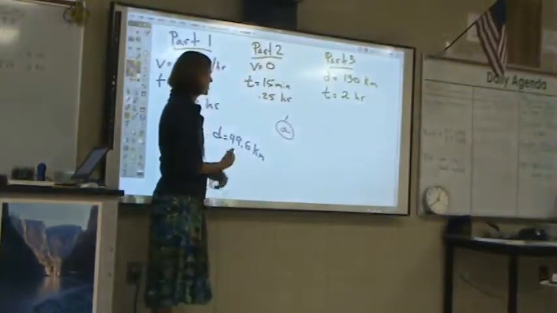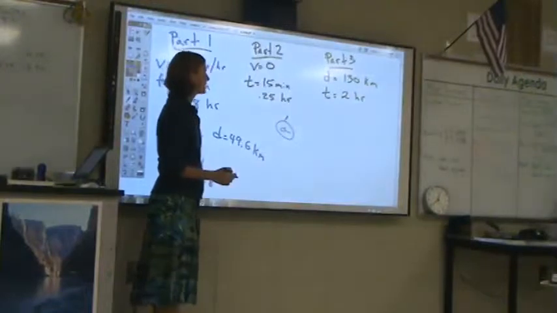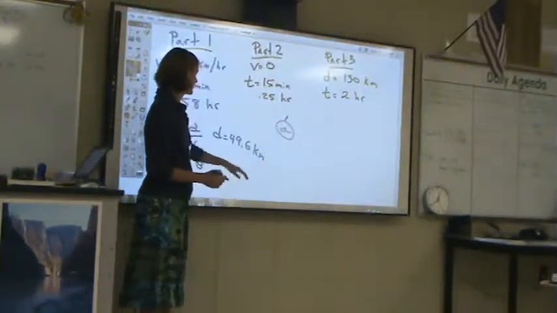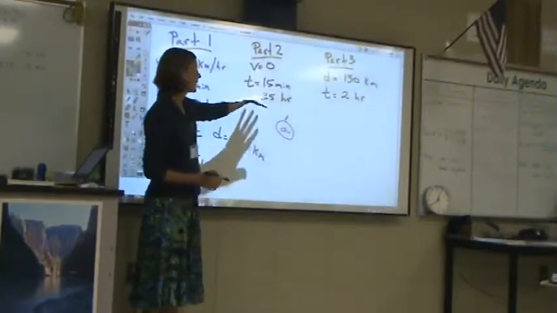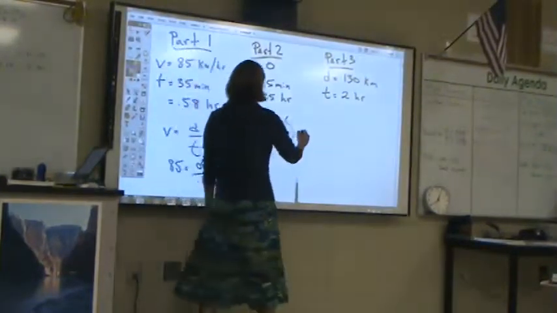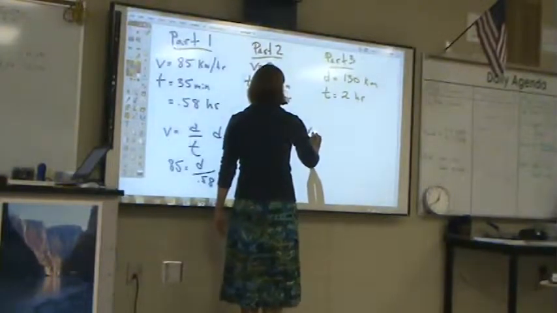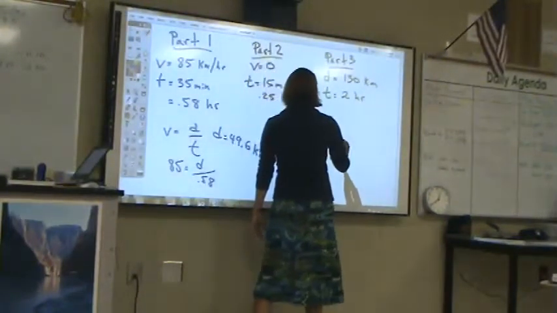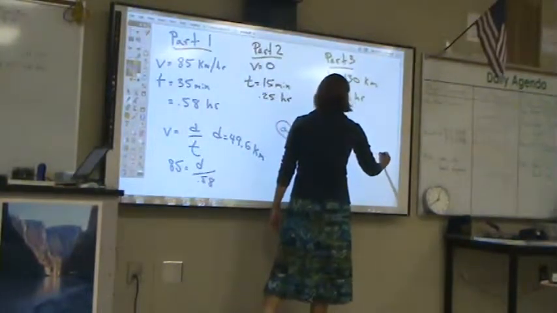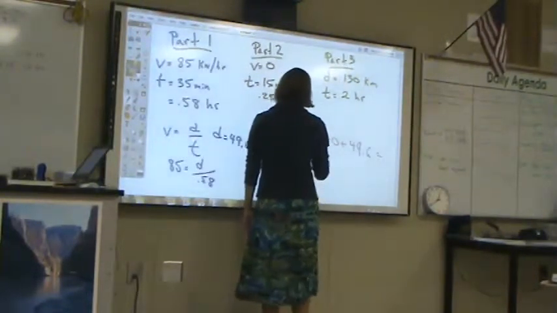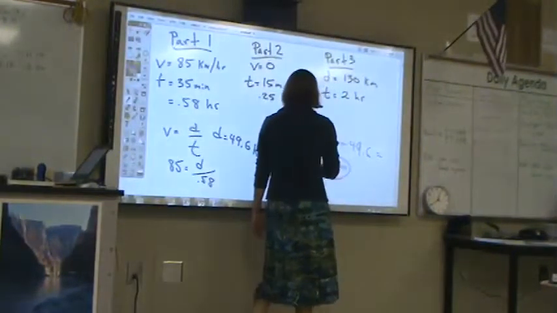What was the total displacement? Well, it was in a straight line. We know the initial spot was 0, so we're just going to add up all the distances traveled. I'll write it out: 130 plus 0, going backwards, plus 49.6. Thank you, 179.6 kilometers. Ta-da. Okay, that's part A.